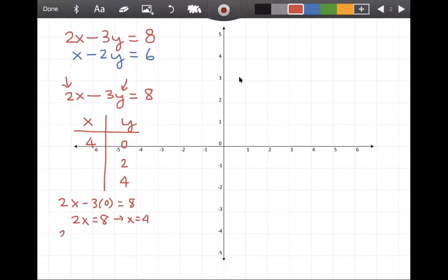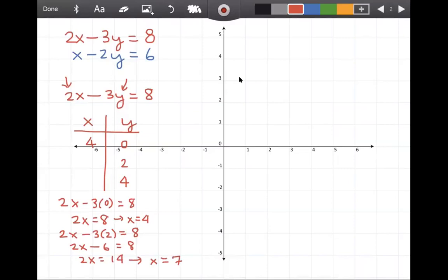Now I do Y equals 2. 2x minus 3 times 2 equals 8. 2x minus 6 equals 8, which means 2x equals 14. I added 6 to both sides. That gives me X equals 7.